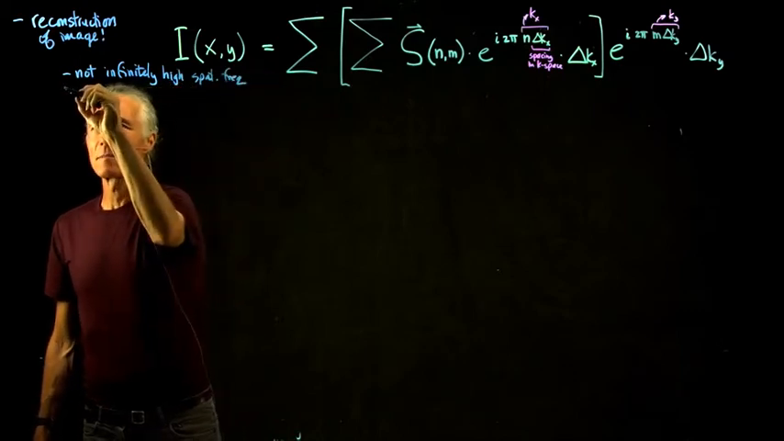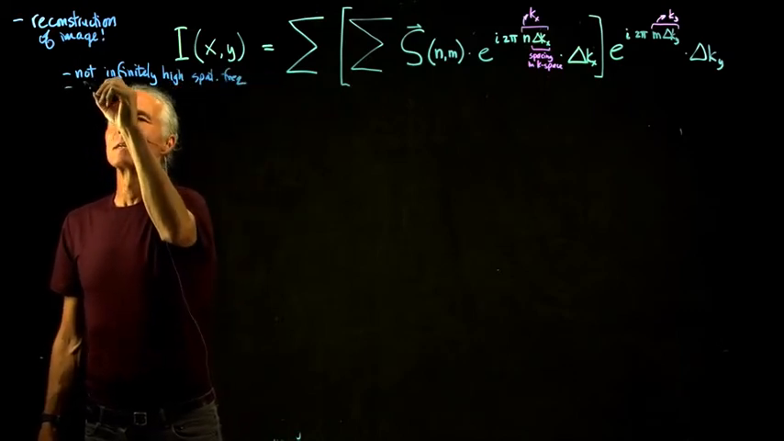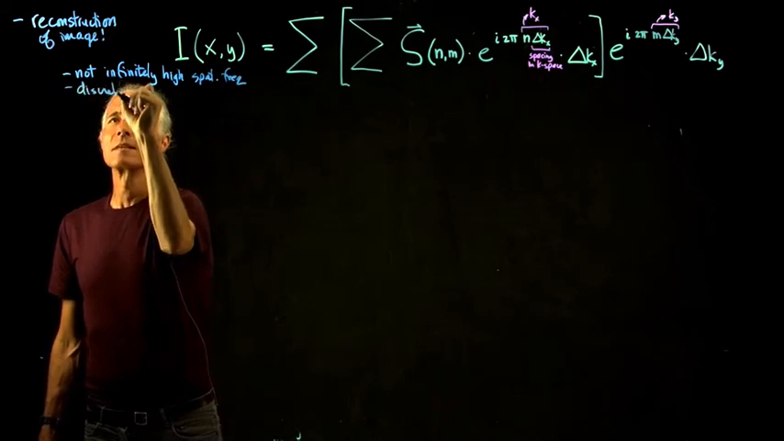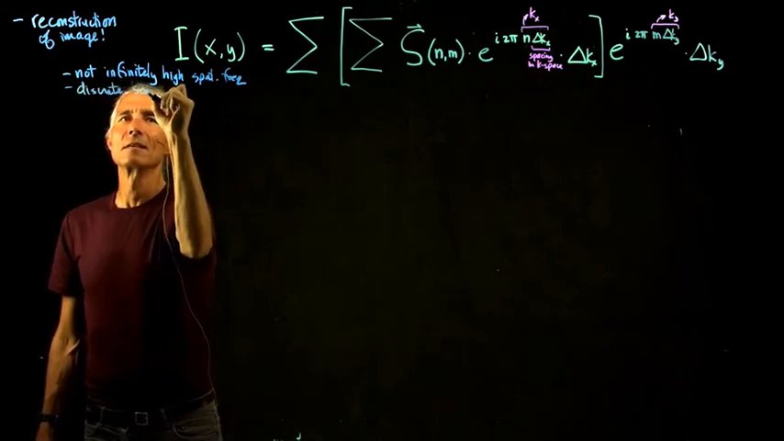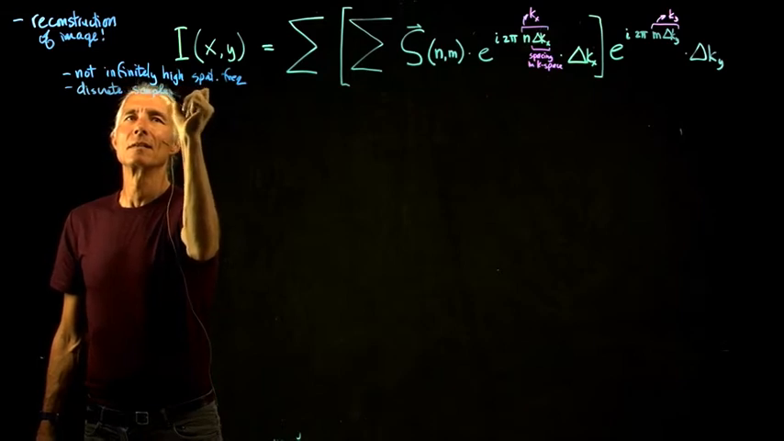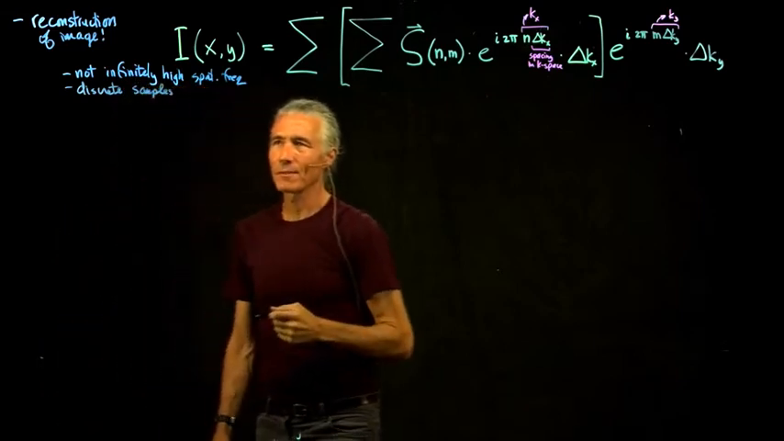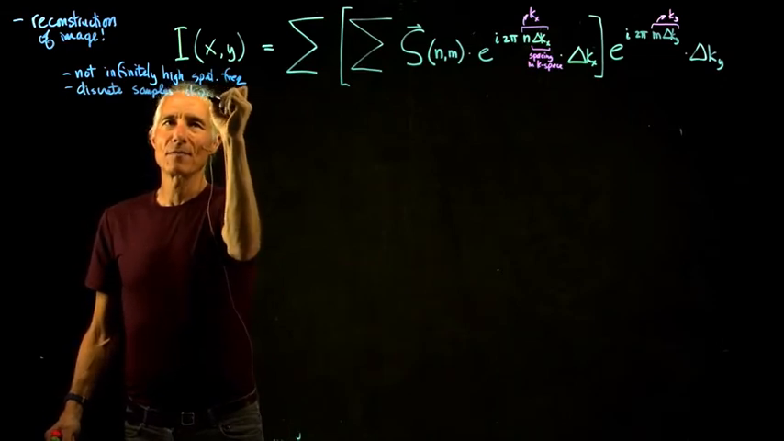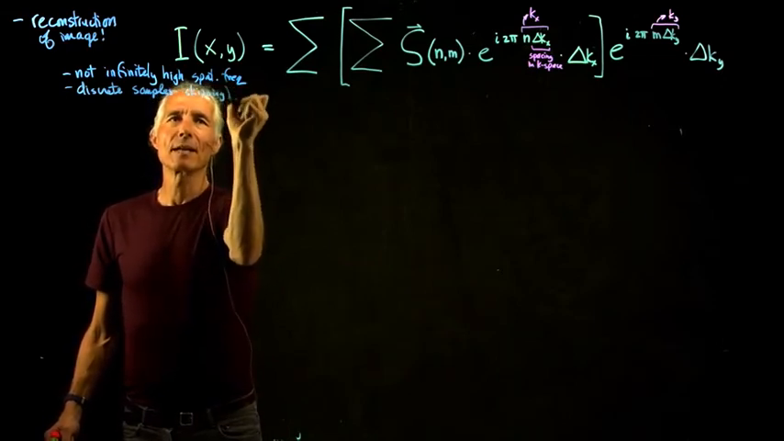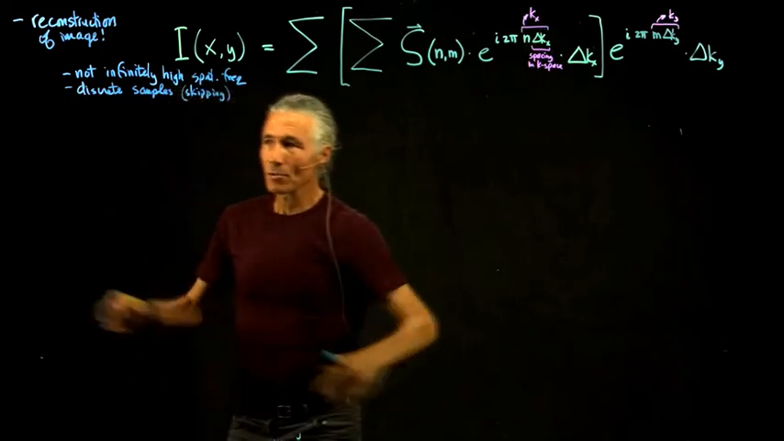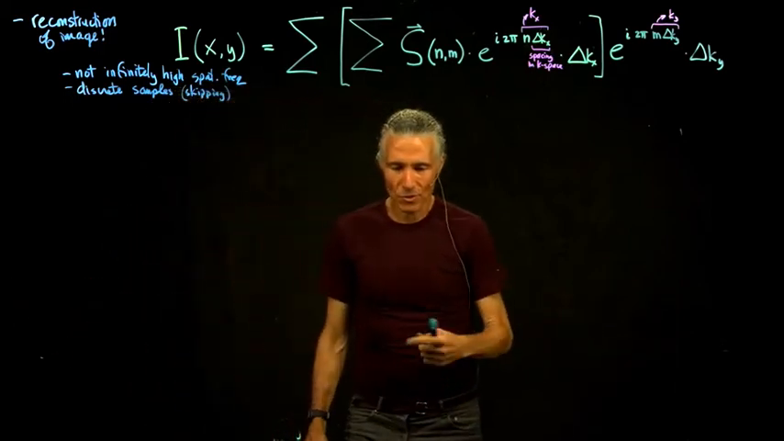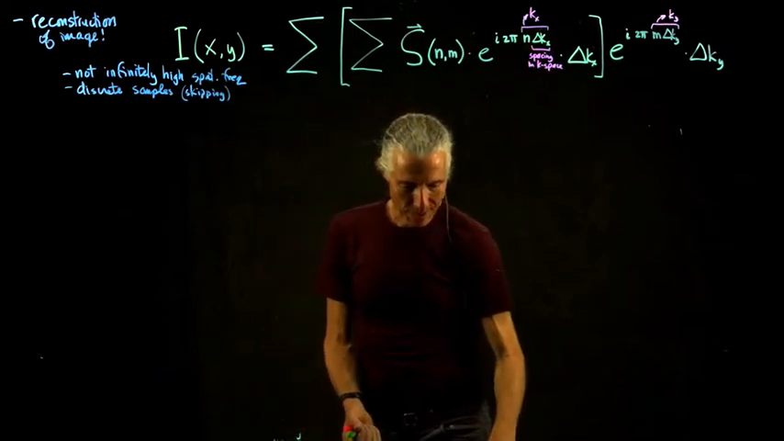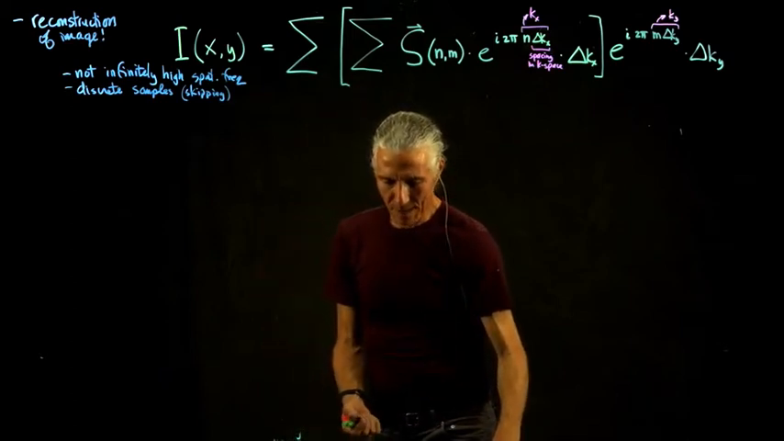That's one thing. But the second thing is discrete samples. We're skipping some data, and then we're also not going out to infinity. Those two things have different effects. So what are those effects?